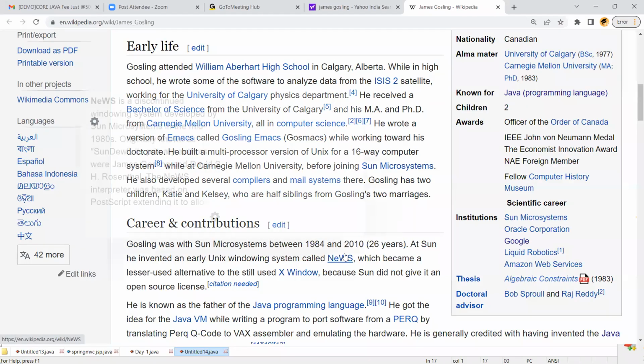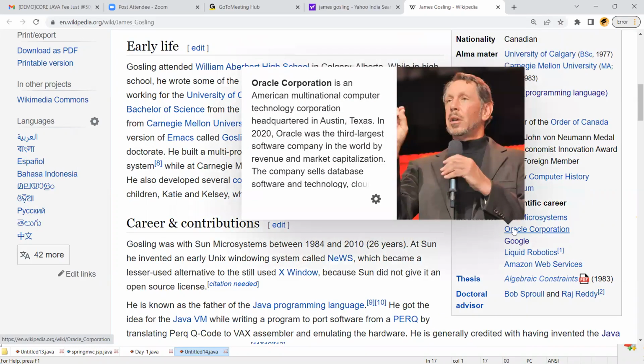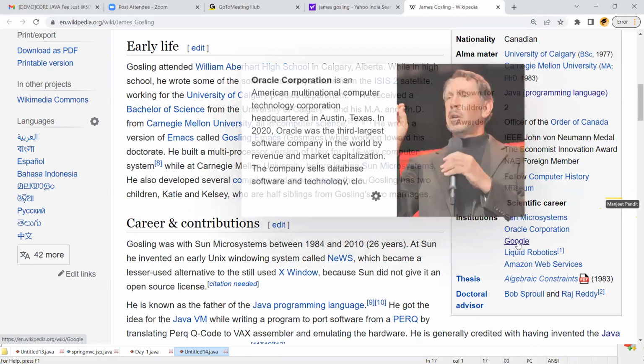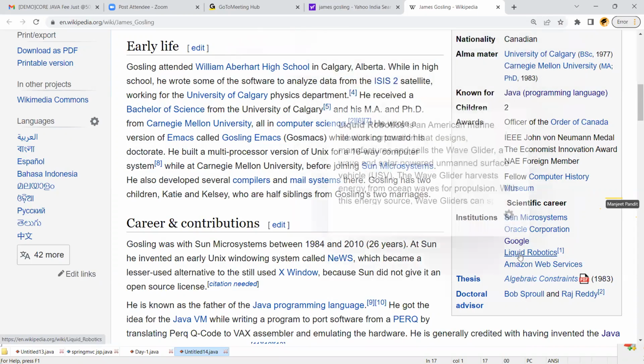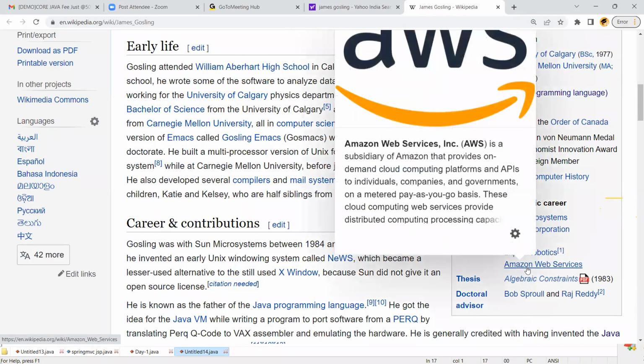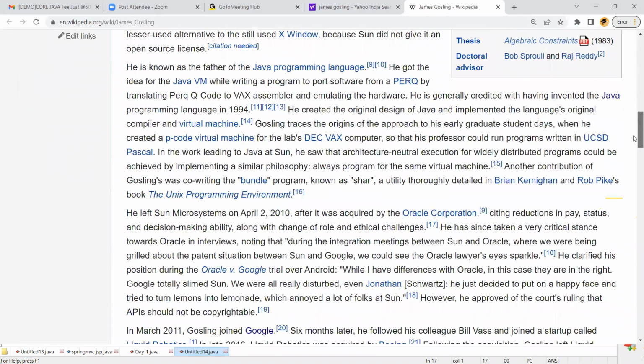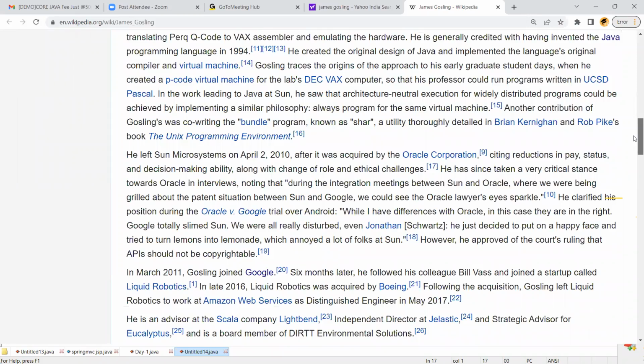He was working for Sun Microsystems. Later, he moved to Oracle Corporation. Later, he moved to Google. Later, Liquid Robotics. Now it is Amazon. Now he's working for Amazon, right? You see, when did he leave Sun Microsystems?